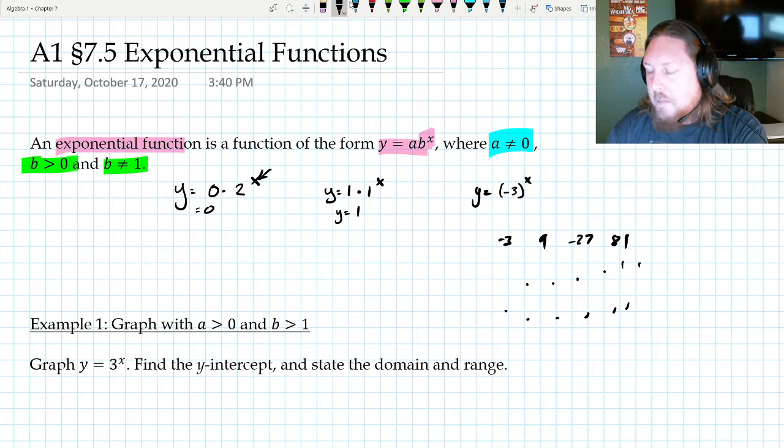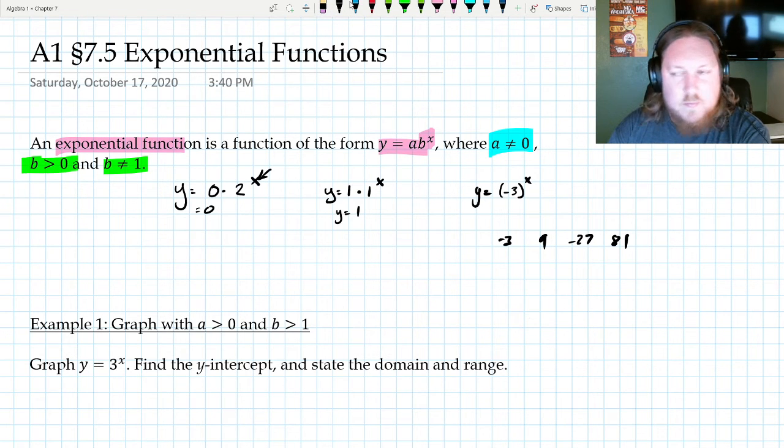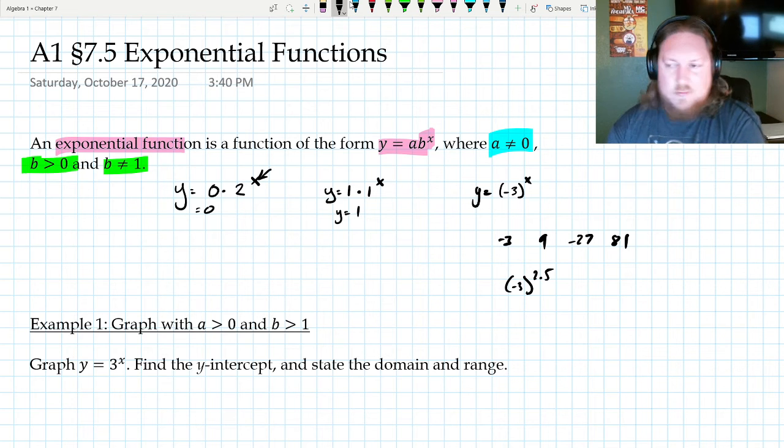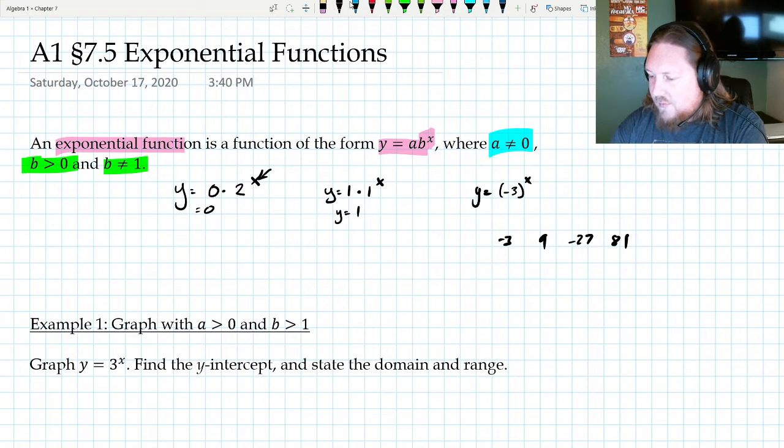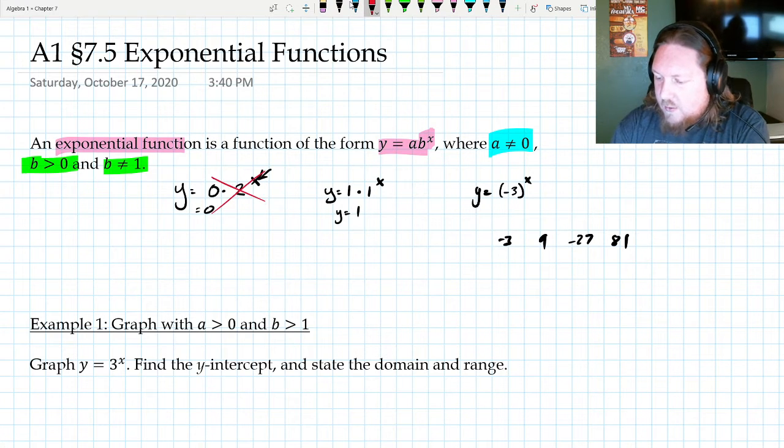Not very good, particularly because even myself, I don't really know what happens when I plug in 2.5. It's not even, it's not odd. I don't know if it's supposed to be a negative or a positive. I honestly don't even know what it's supposed to do there. Probably have to look at that later. So these are all scenarios that we don't like for our exponential functions.